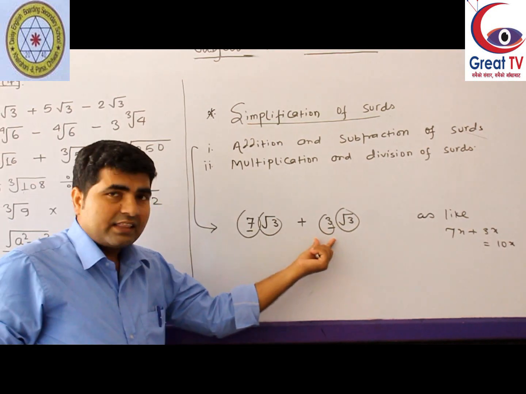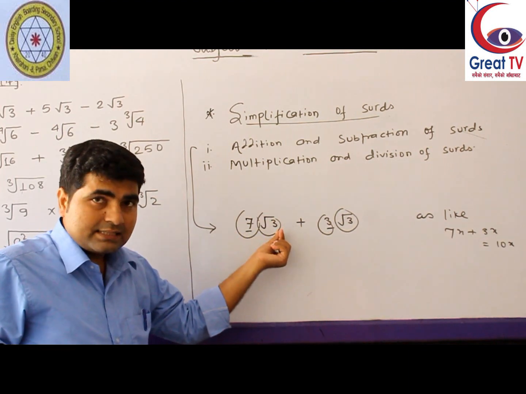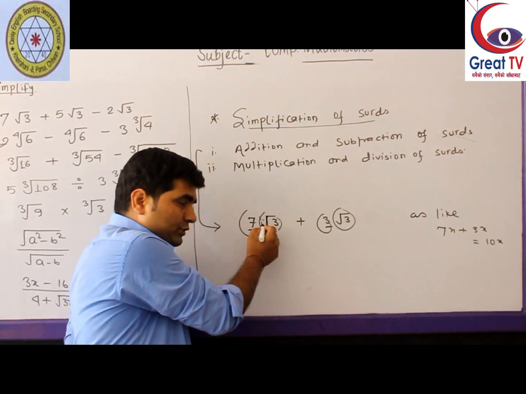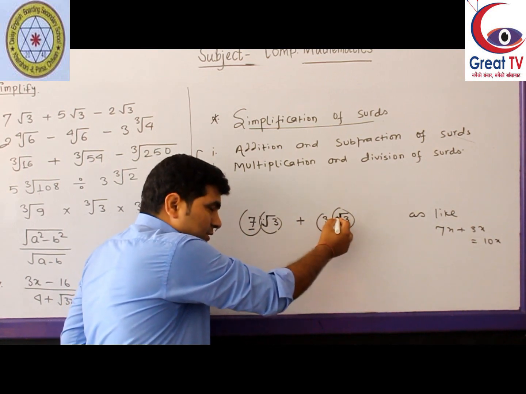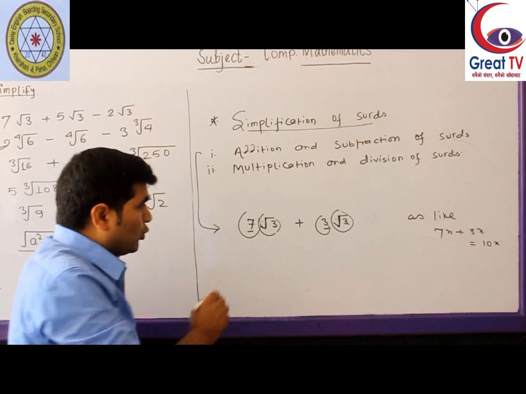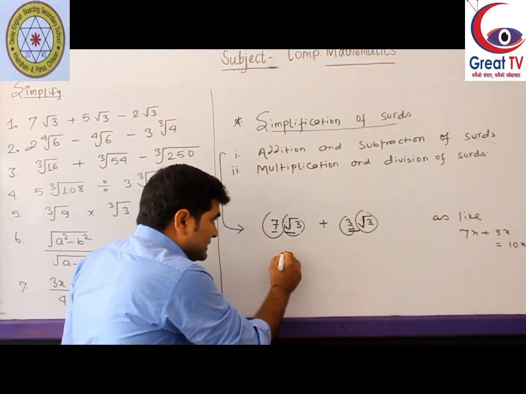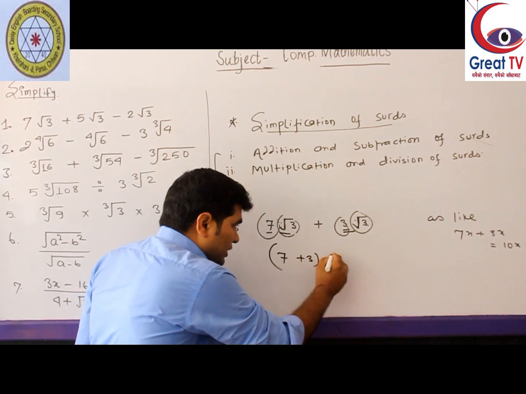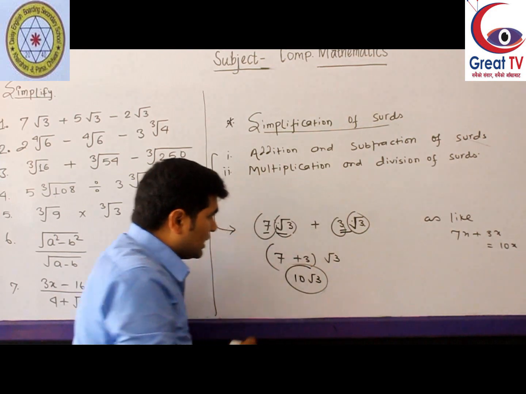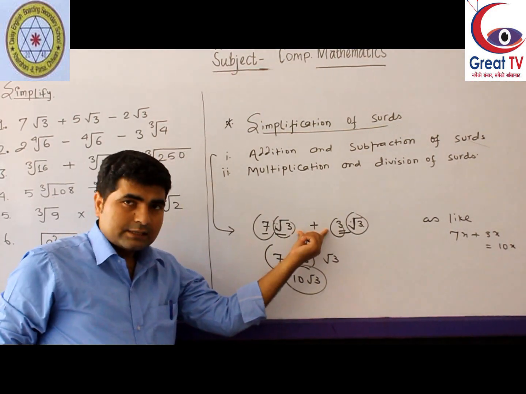The coefficient is nothing, only the order and the radicand, order and base. Look here, the order of the Surd is 2 because this is a square root. The order of the other Surd is also 2. The radicand of both Surds is the same, so we can add the rational factors. Here 7 plus 3, root under 3. Now 10 root under 3 is the solution of this form. This one is the simplified form of this question.